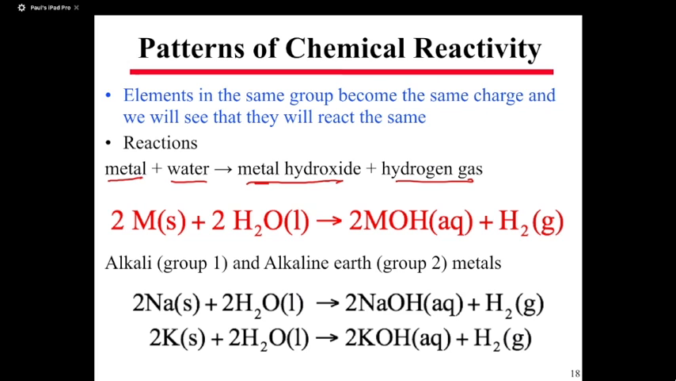Here's the key. What metals do this? Group 1 and Group 2. Alkali and alkaline earth metals do this. So, I could now tell you sodium and water react. Balance the equation. You would predict what actually happens.